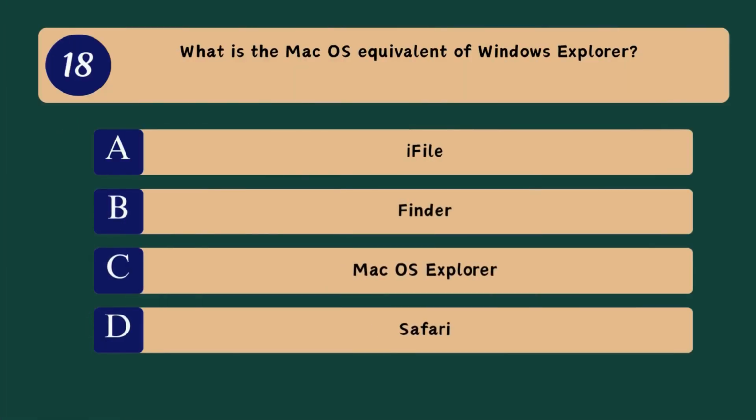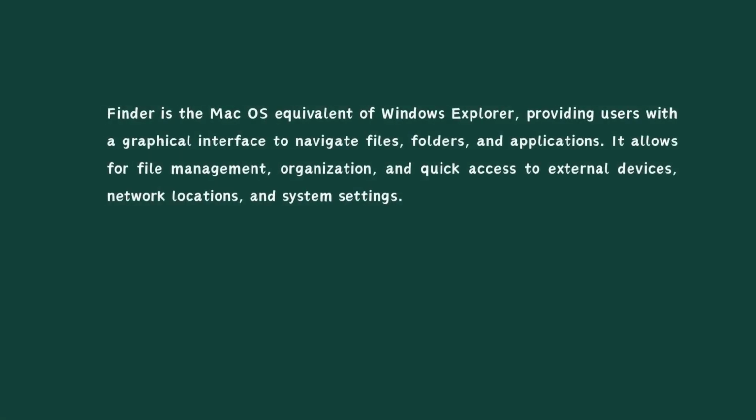Question 18. What is the Mac OS equivalent of Windows Explorer? A. iFile. B. Finder. C. Mac OS Explorer. D. Safari. Correct answer: B. Finder. Finder is the Mac OS equivalent of Windows Explorer, providing users with a graphical interface to navigate files, folders, and applications. It allows for file management, organization, and quick access to external devices, network locations, and system settings.